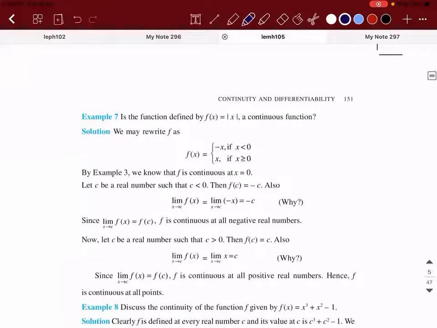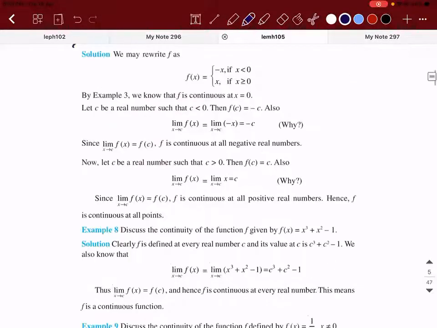Now, shall we do a problem? So, is the function defined by f of x is equal to mod x a continuous function? Yes, it is. So, you know how to prove the continuity. We have already done the problem, 3rd problem. It's the same logic. Okay, it is continuous.